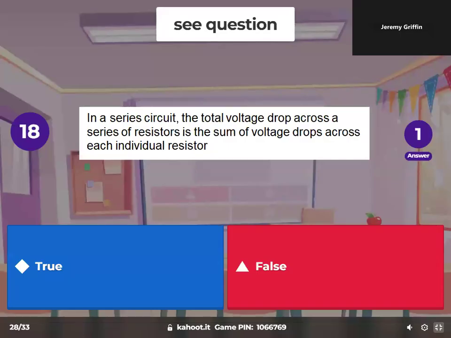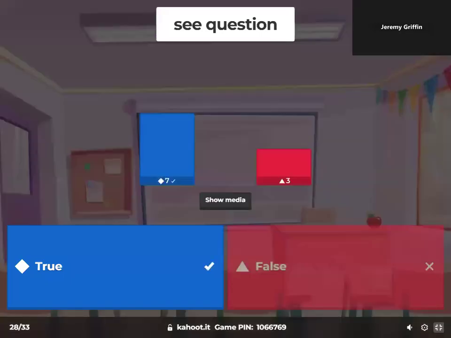In a series circuit, the total voltage drop across a series of resistors is the sum of the voltage drops across each individual resistor. True. Yeah, true. Nice.